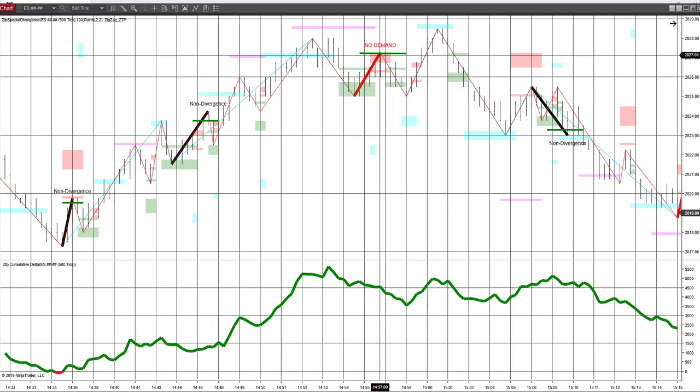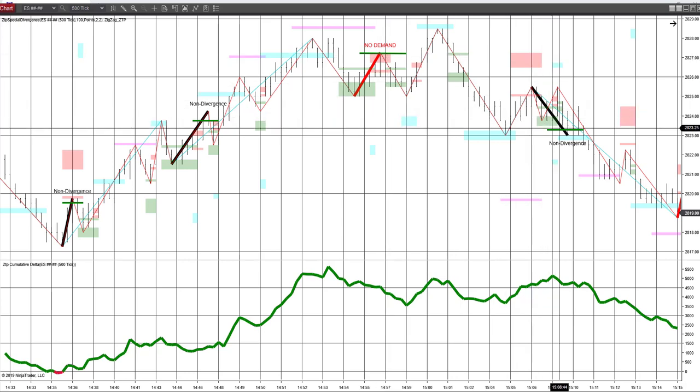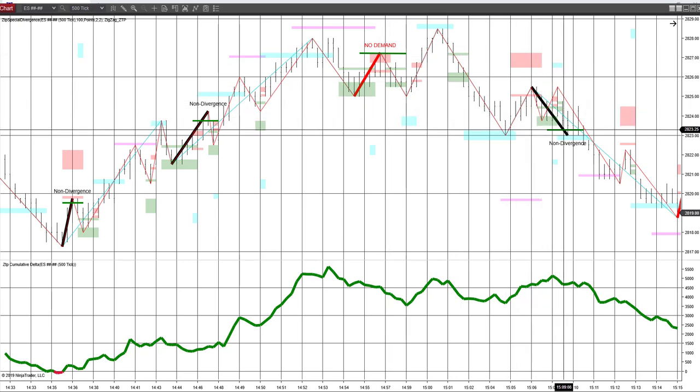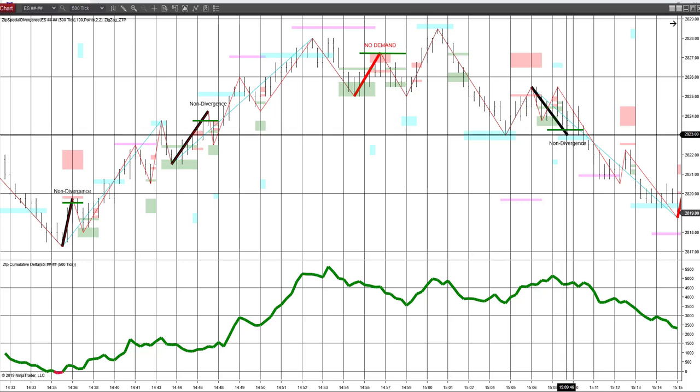For this no demand trade right here, we received the no demand label at the apex right here at 7.25, and for this non-divergence label here, we received the no supply label at 23.25, and then we were told it was non-divergent at 23. So in each of these 3 losses, we had a total of 4 ticks possible as a loss.